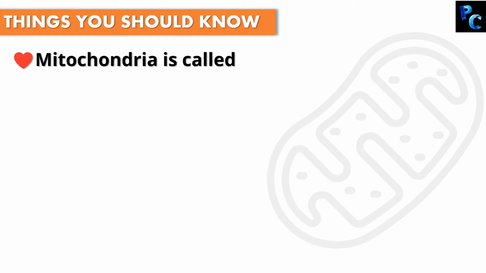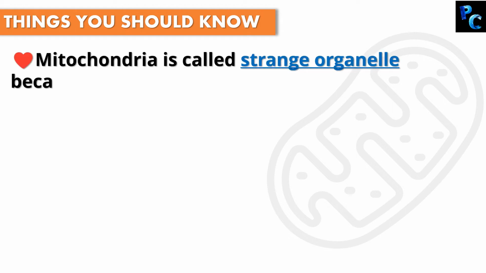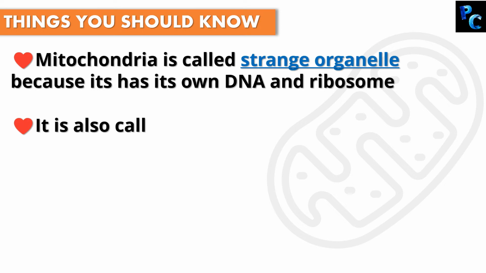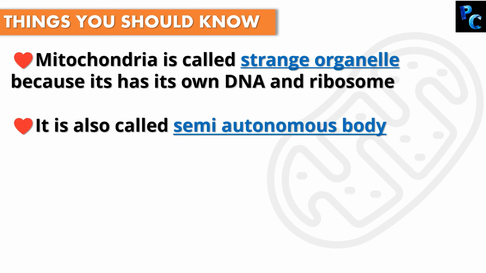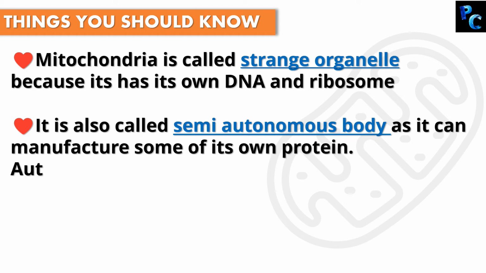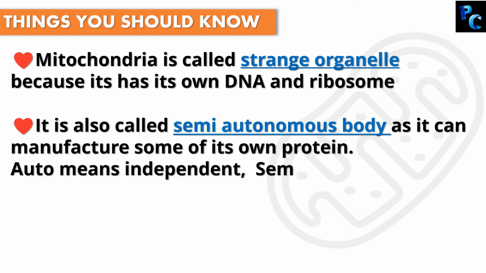Mitochondria is called a strange organelle because it has its own DNA and ribosome. It is also called a semi-autonomous body as it can manufacture some of its own protein. Auto means independent and semi means partially. That is, it is partially independent. Now you know everything about mitochondria.